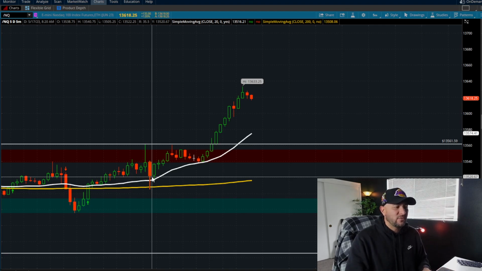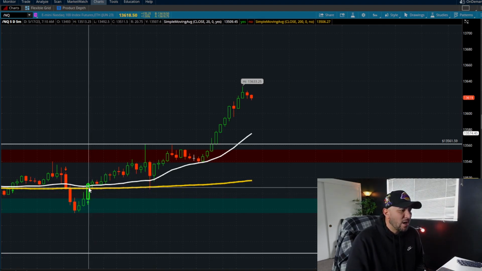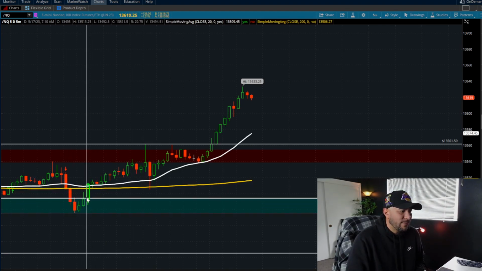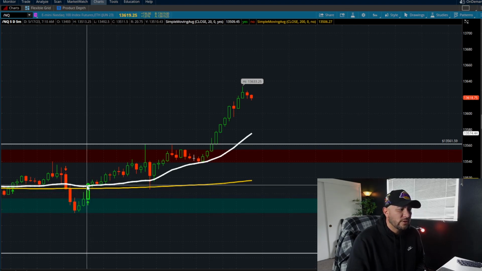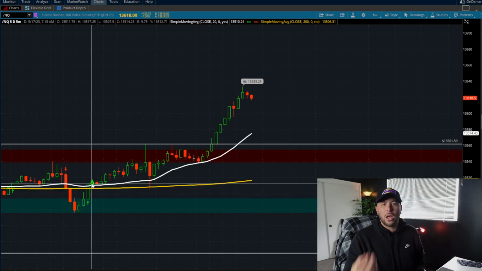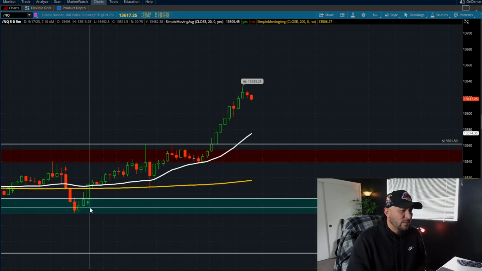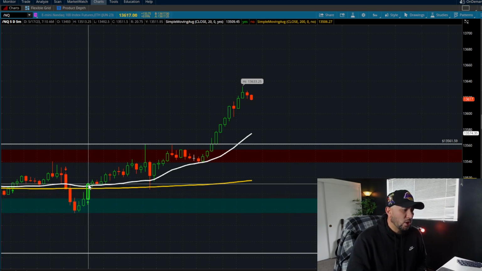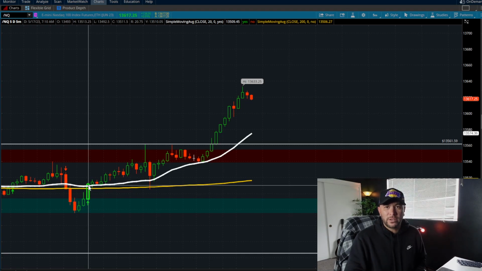Again, I'm going to make this very clear. As we come out of our previous demand, we close back over the 20 SMA. We are now long biased. We are long biased due to the fact that we held demand, we closed over the 20, and we're trading over the 200. So the trend is up for the day.